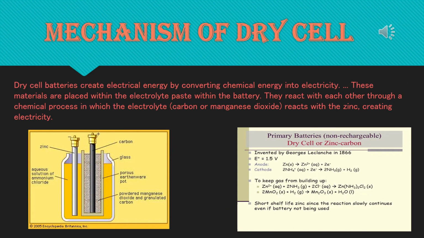Mechanism of dry cell. Dry cell batteries create electrical energy by converting chemical energy into electricity. These materials are placed within the electrolyte paste within the battery. They react with each other through a chemical process in which the manganese dioxide, formula MnO2, reacts with the zinc, creating electricity. This is the gist of the mechanism of a dry cell.